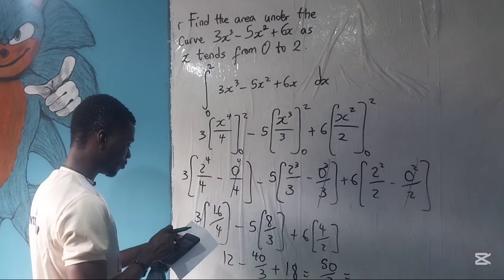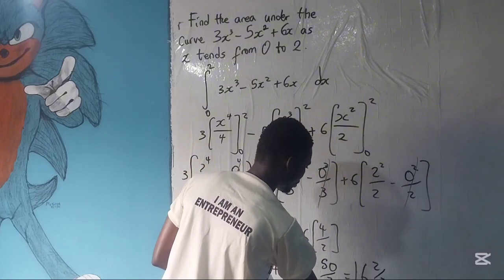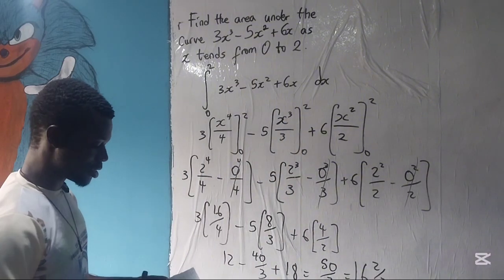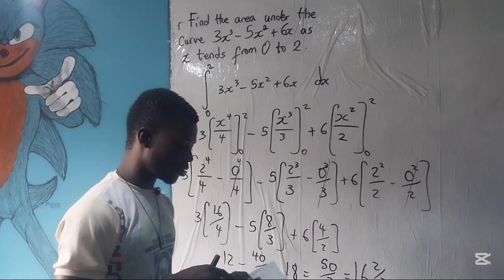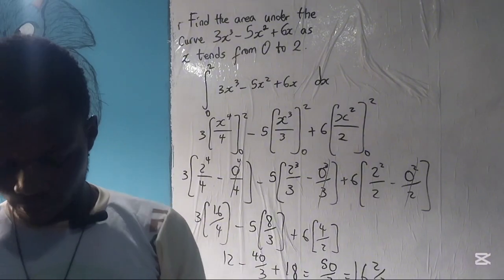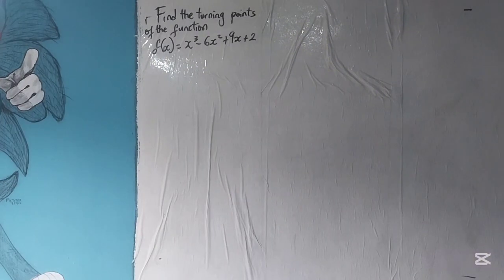12 minus 40 over 3 plus 12. So I will cancel the 12s, right? So I will have 40 over 3. And 40 over 3 gives me 13 and 1 over 3. So my answer is supposed to be 13 and 1 over 3, not 16. So you should correct that. So 13 and 1 over 3.